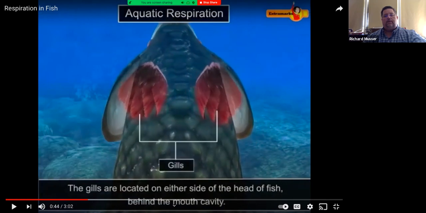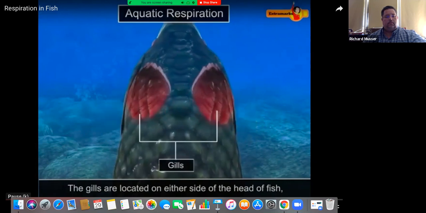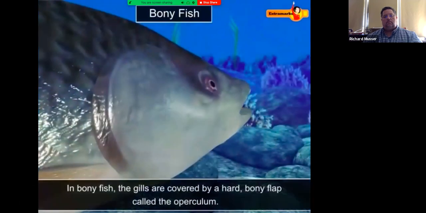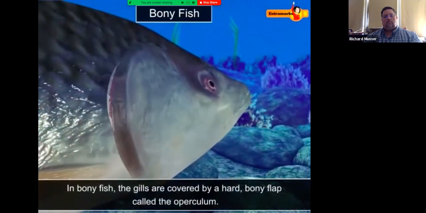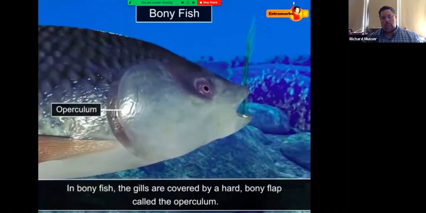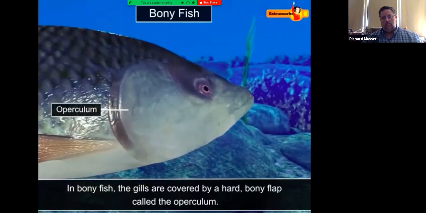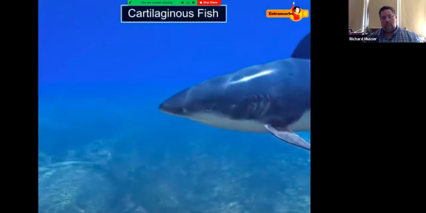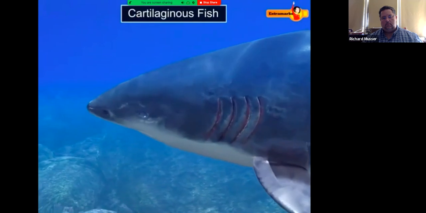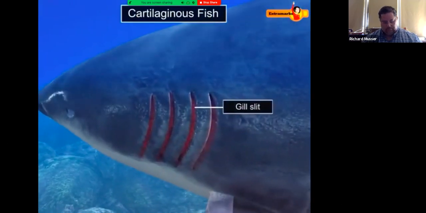And you'll see right in front of it are the gill rakers I was telling you about, to provide protection to the gills. And then the lamella will be going across it. Behind the mouth cavity, in bony fish, the gills are covered by a hard bony flap called the operculum. It is also known as the gill cover. In cartilaginous fish, the operculum is lacking and the individual openings to gills are called gill slits.